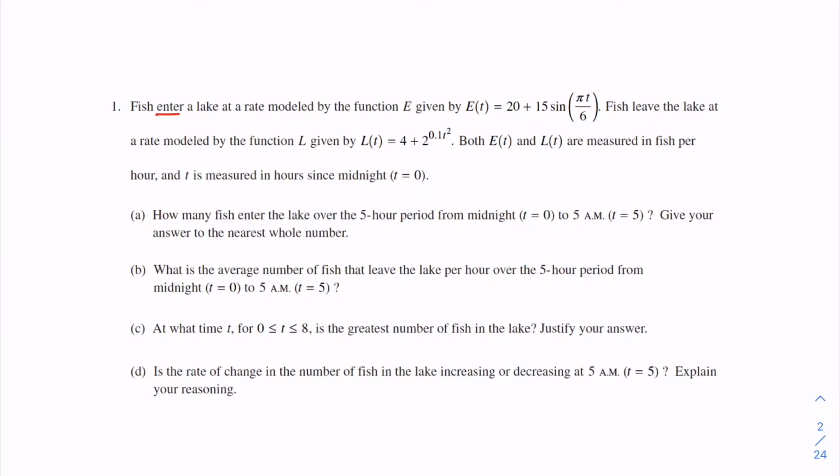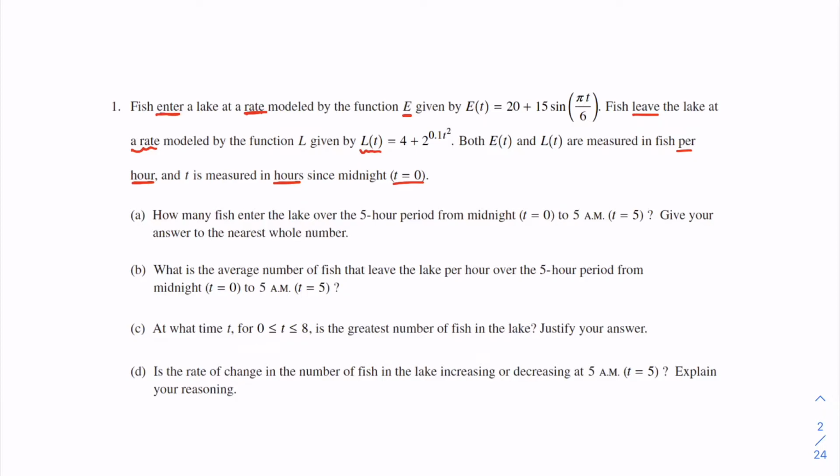Fish enter the lake at a rate given by function E, given by this function. Fish leave the lake at a rate given by function L of t. Both E and L are measured in fish per hour. The unit is very important. And t is measured in hours since midnight, t equals 0.